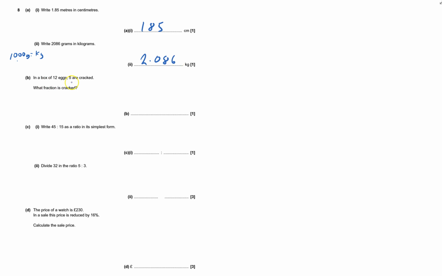In a box of 12 eggs, 5 are cracked. What fraction is cracked? Will be 5 out of 12. And as soon as you say 5 out of 12, you've got your fraction already written down.